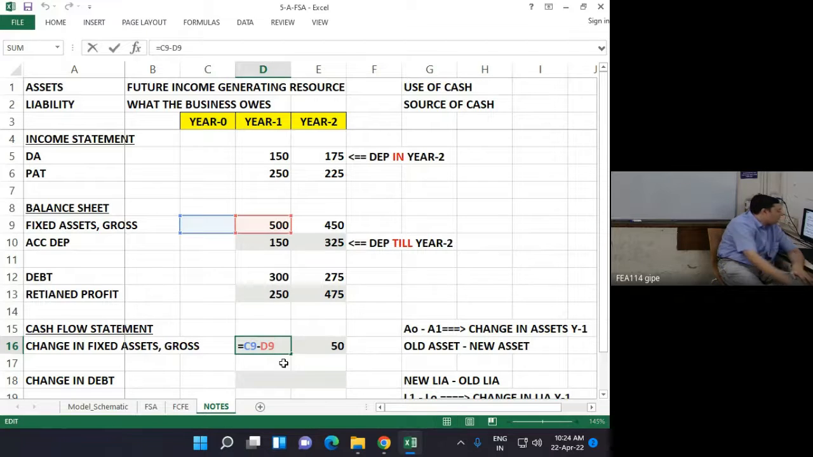cash flow is showing plus 50, which means asset आपने 50 रुपए का बेच दिया. That is also what balance sheet is showing. पहले आपके पास 500 के asset थे, आप 450 के. Means 50 rupees का asset you have sold. Remember we are looking at gross assets, which are reported at historical cost. So इसमें depreciation consider नहीं हो रहा.